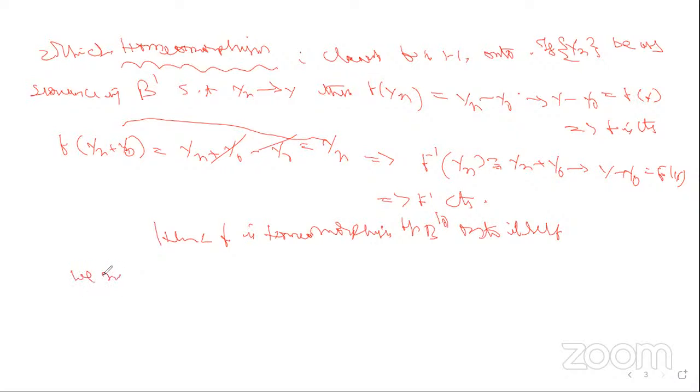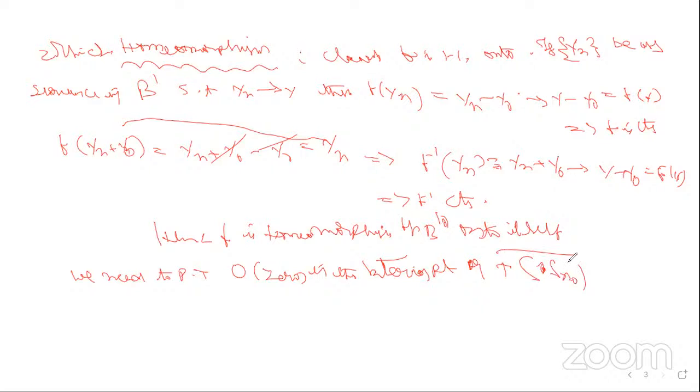Now we need to prove that 0 is an interior point of T of Sn naught bar minus Y naught. By equation 1, Y naught is an interior point of T of Sn naught bar.